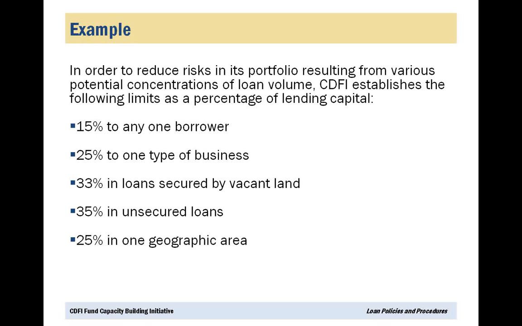We don't want, if it's a lender who lends in multi-geographic areas, we don't want more than 25% of our portfolio in one geographic area. You have to decide what the right percents are for your portfolio and your market, but the idea is that you start thinking about, there probably should be limits.